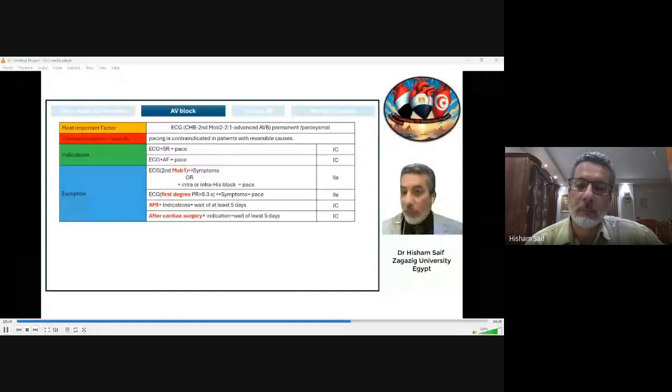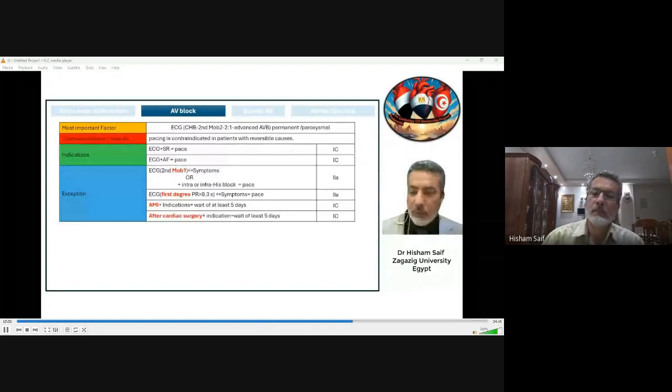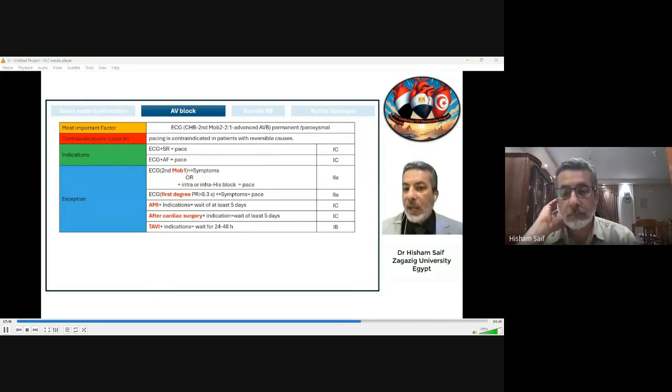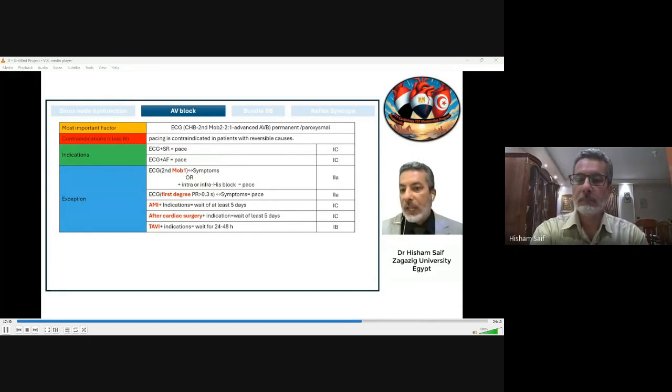The third and fourth exceptions are in patients after either an acute myocardial infarction or cardiac surgery and fulfilling the criteria for pacing. In this category, we have to wait at least 5 days before implanting a pacemaker in hope of spontaneous recovery. The fifth exception is in patients after TAVI who have the indication for pacing after the procedure, but we can wait for 24 to 48 hours in hope of spontaneous recovery.